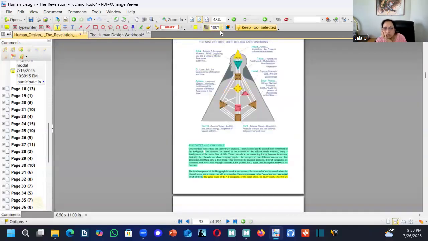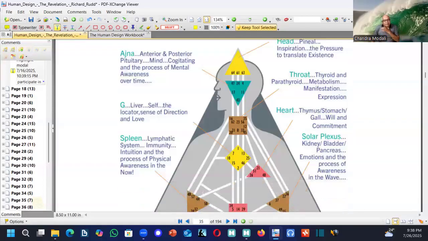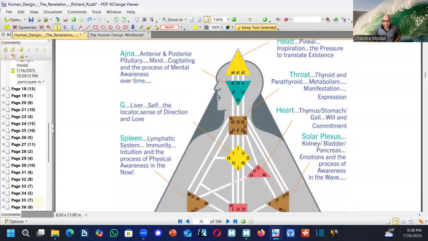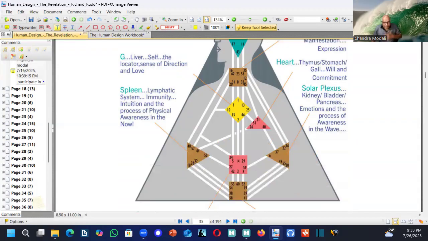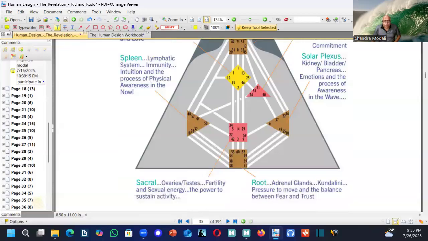9 centers, the biology and functions. Okay, head, pineal, inspiration, pressure to translate existence. All these are the 9 centers. The crown chakra, Agnya chakra, the Vishuddha chakra, the liver. Then he is talking about the heart chakra. He is talking about the spleen chakra, the lymphatic system, etc. Then he is talking about the sacral chakra, the root chakra, and the solar plexus on this side.